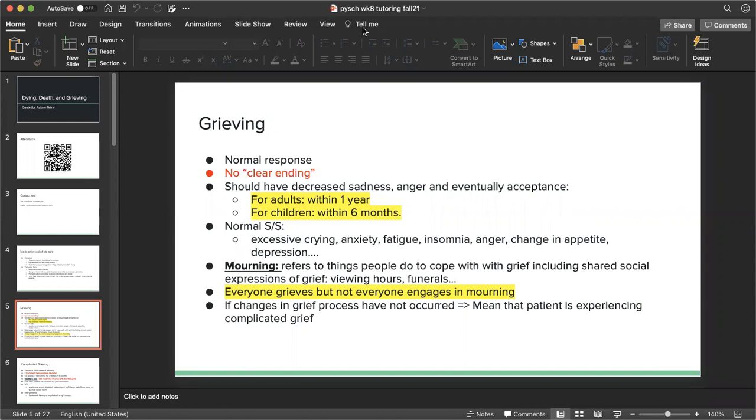So mourning refers to things people do to cope with grief, including shared social experiences of grief. So like viewing hours, funerals, things like that. So everyone grieves, but not everyone engages in mourning. So that's a good thing to remember, because even though people are grieving, there might not be mourning. And then if changes in grief process have not occurred, that means the patient is experiencing complicated grief, which is different from regular grief.